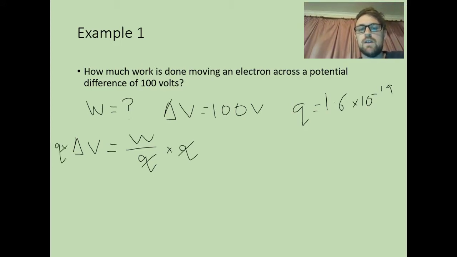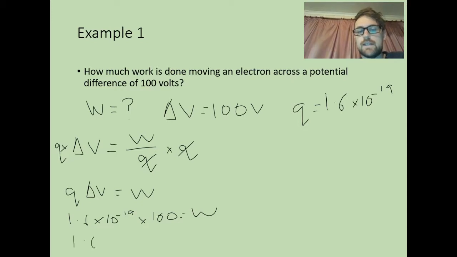Times that by Q. We're left with Q delta V equals W, the work done. Now we just put those numbers in, 1.6 times by 10 to the negative 19 times by 100. All right, that's equal to the work done. And you should put that in your calculator, or you can multiply these tens.